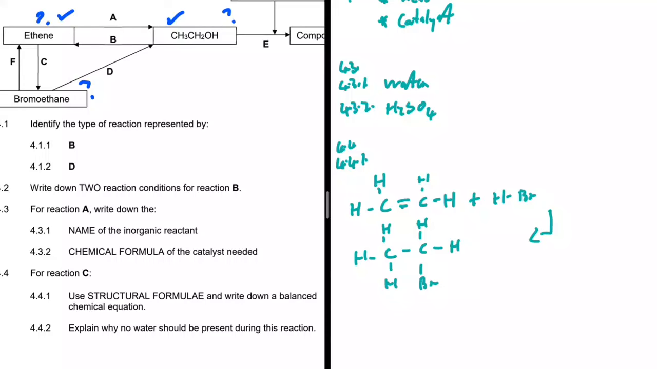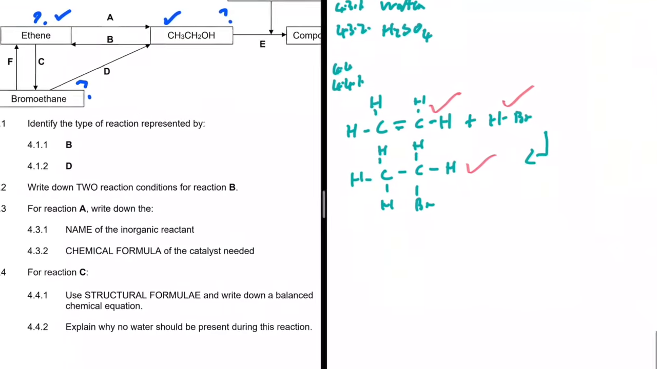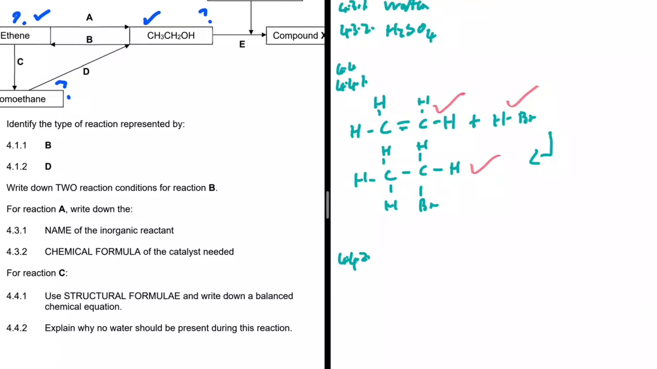I think all is well, right? Quite an easy reaction. We have our alkene. We add a hydrogen and a halogen, so it is a hydrohalogenation addition reaction, and then this is our product. Okay, there we go. 4.4.1. Let's take a look at 4.4.2. So 4.4.2, explain why no water should be present during this reaction.